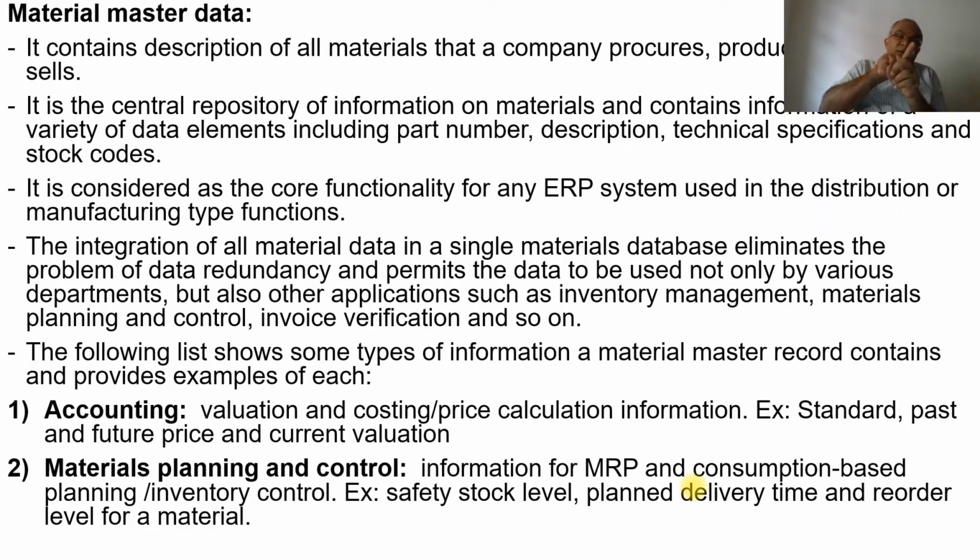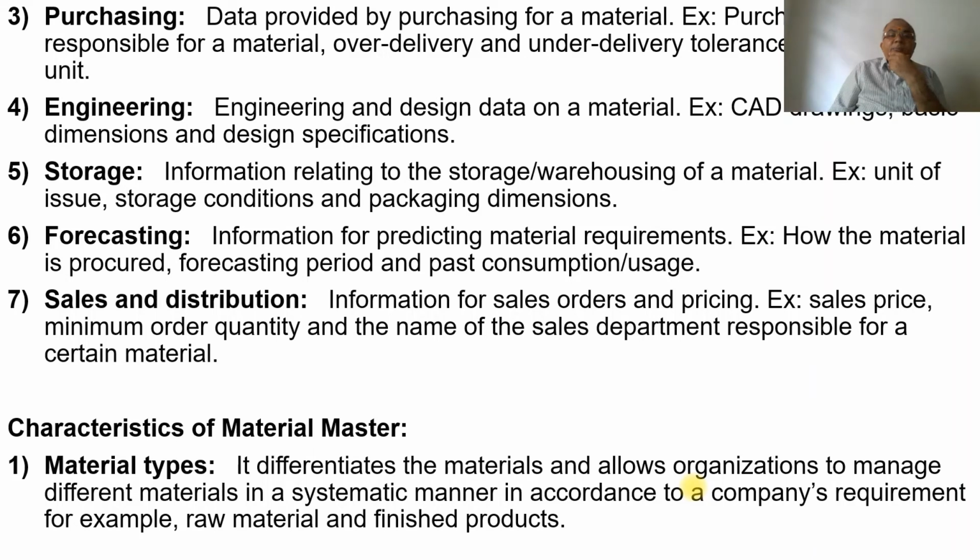Suppose once you deliver the material, the stock is going to become empty. So I want a reorder level for a material, so that you have some safety stock. You have to keep the material in stock. Then purchasing: data provided by purchasing for a material. For example, purchasing group responsible for a material, over delivery and under delivery tolerances, and the order.